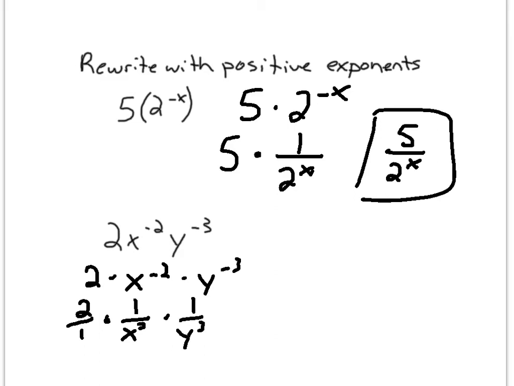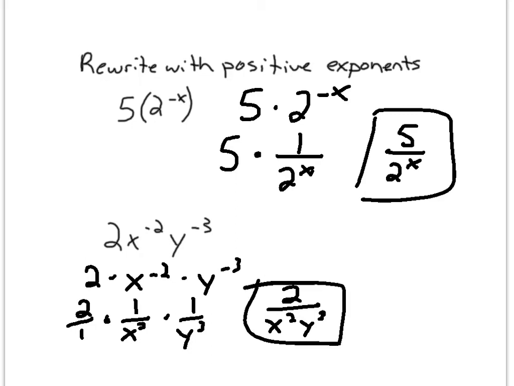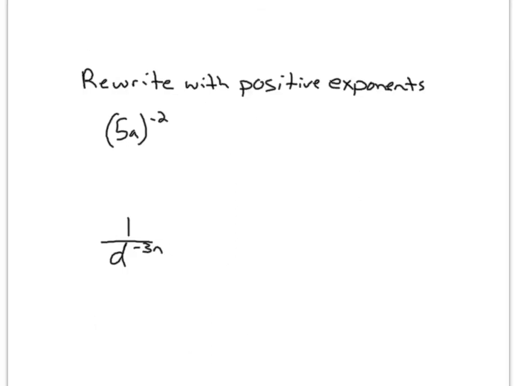And we're going to just multiply those all together. So on top we've got 2 times 1, which is 2. And on bottom we've got 1 times x squared times y cubed, which is just x squared y cubed. And there's no simplifying this answer, so I am done. Alright, let's go on to some more examples.